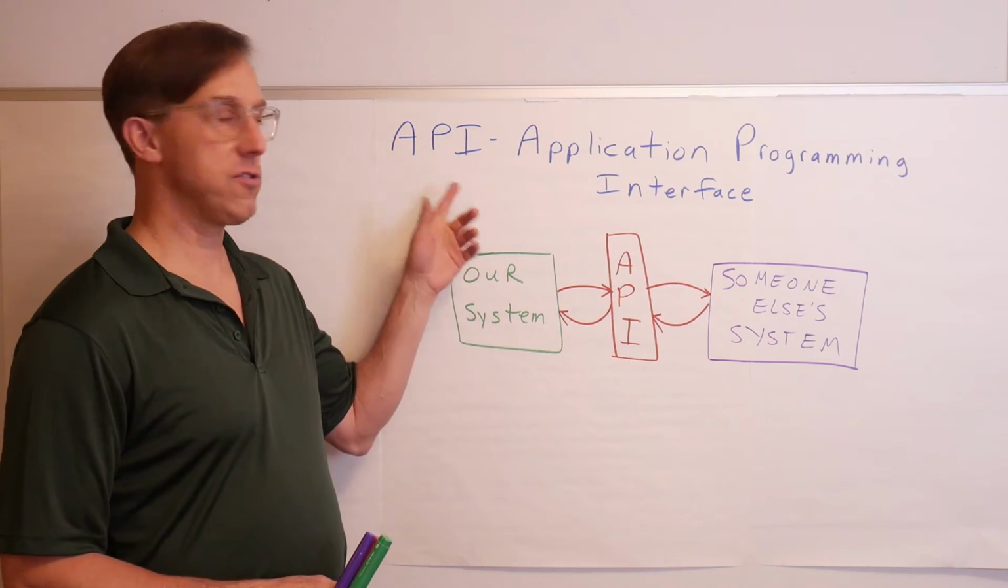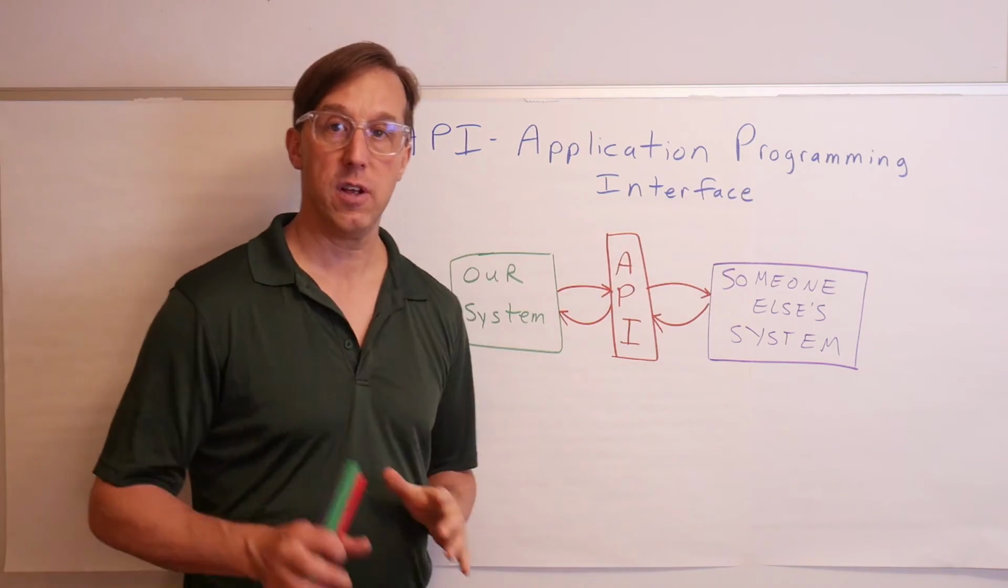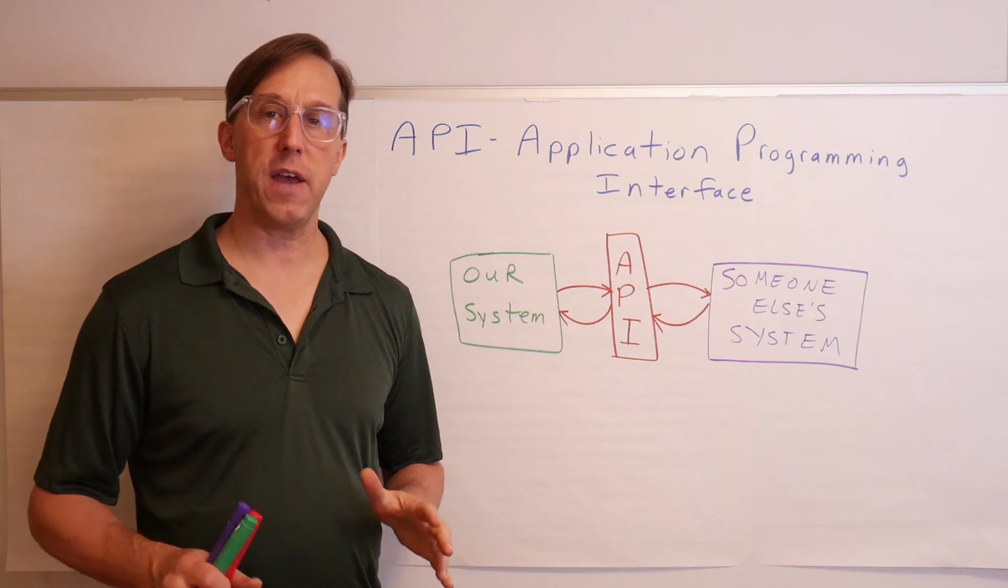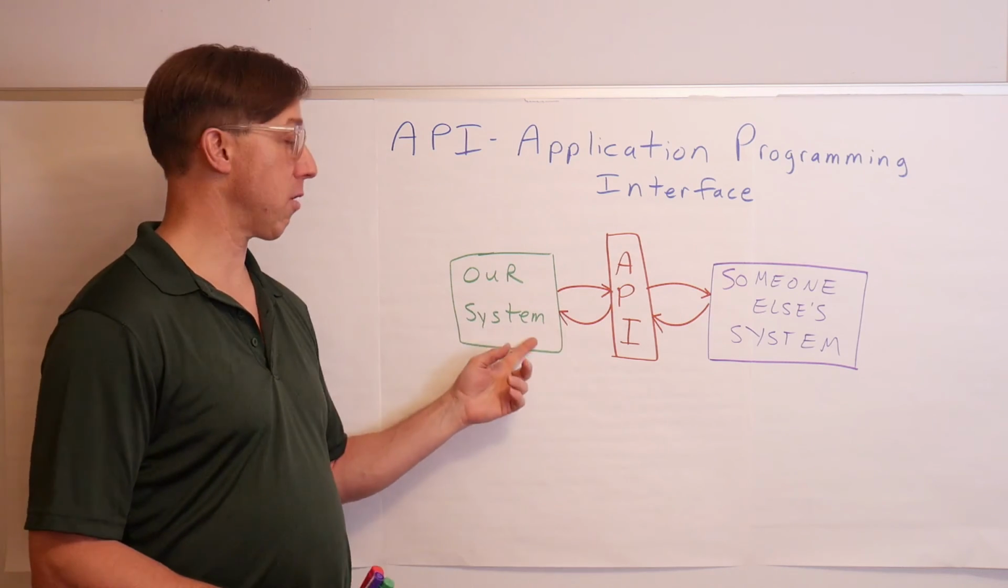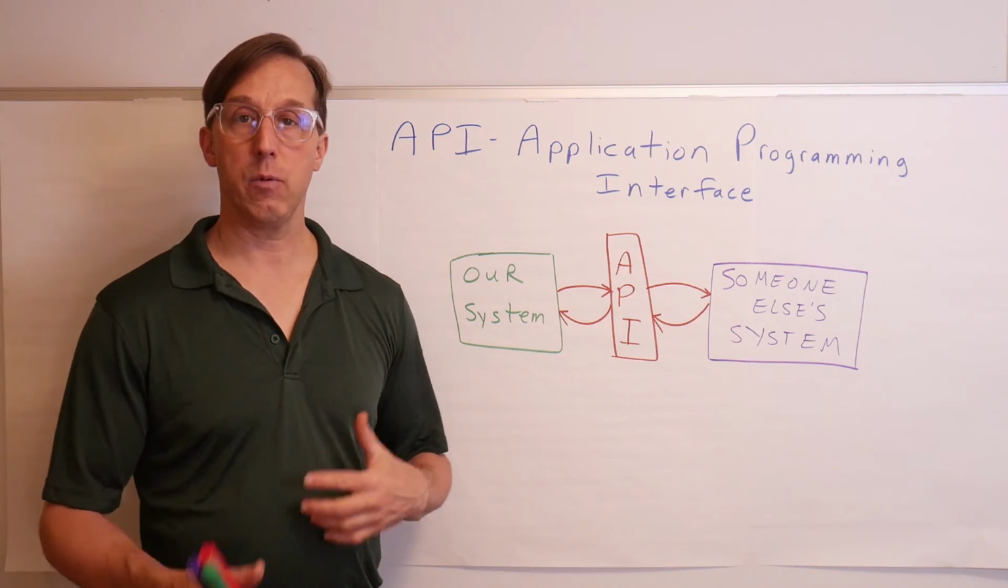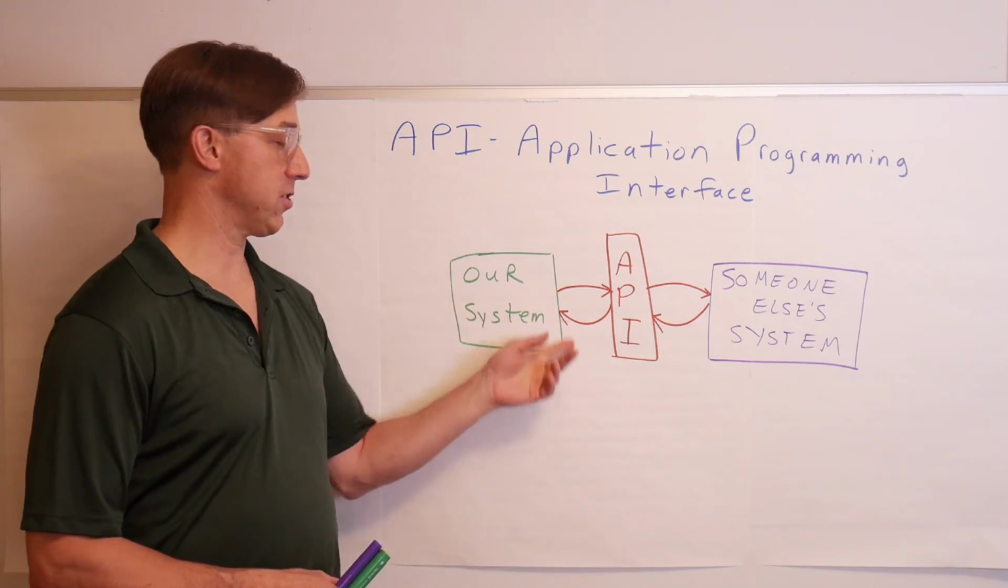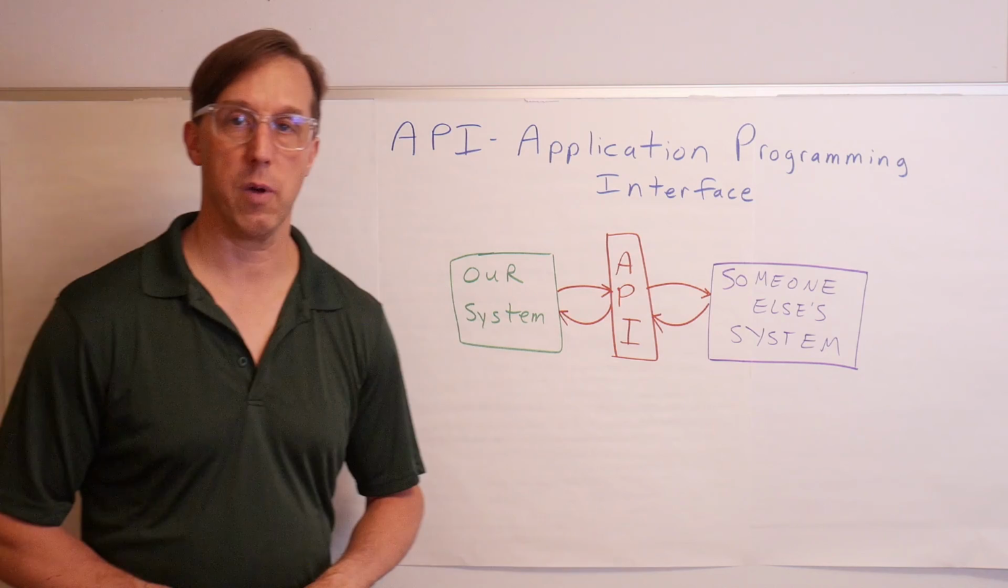So again, API stands for Application Programming Interface. It's another interface that would act as a requirement for our system. Okay, we would need to program something to talk to it, and it would allow functionality for our system, so we meet those requirements as well.